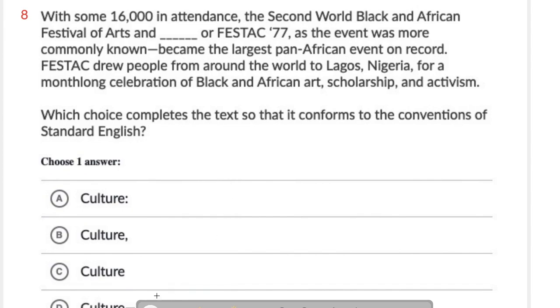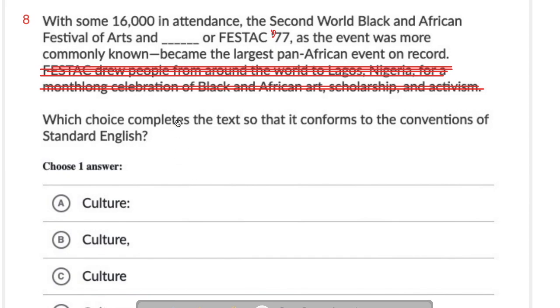With some 16,000 in attendance, the Second World Black and African Festival of Arts and blank, or Festac 77, as the event was more commonly known, became the largest Pan-African event, blah, blah, blah. Okay, so here we're going to cross out the second sentence because that is not going to be necessary or even relevant in terms of figuring out our correct punctuation. It's excessive probably, but we can't see it now. It's not going to distract us. And then we're also going to cross out this, but not as thoroughly.